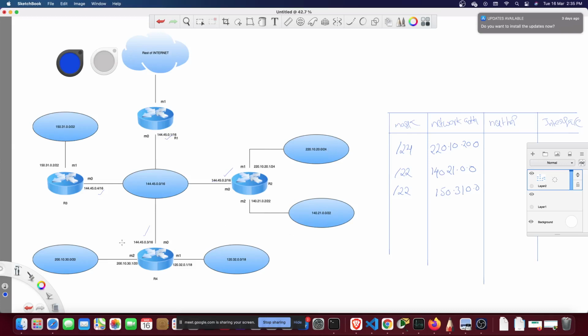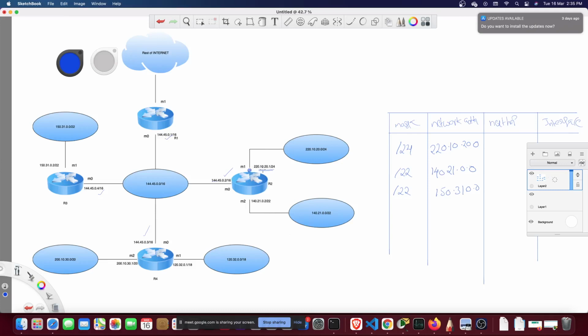22, 20, 18. Okay. So what is this? This is the IP of this port. We have this port, which is an interface. What is the interface here? M1. What is this interface? M2. Each interface will get its own IP, right? For a router. So whatever is here, this is the IP of that interface.